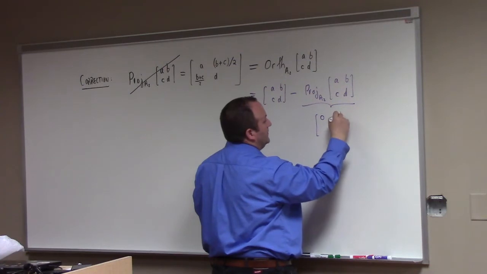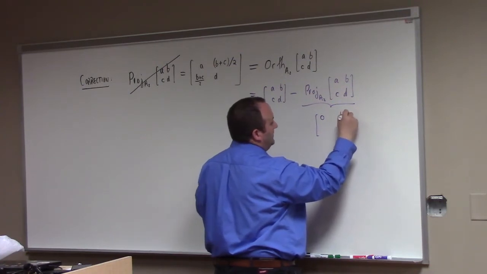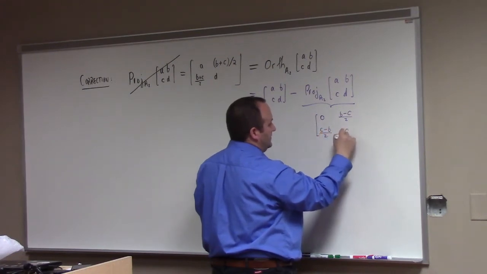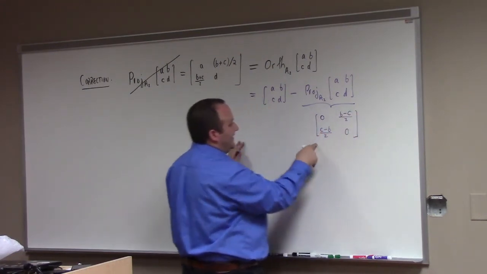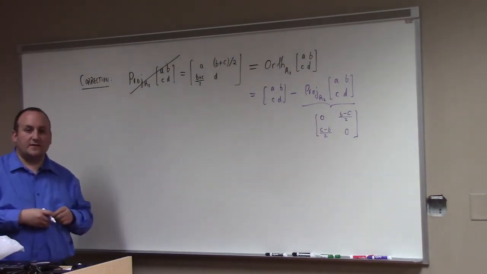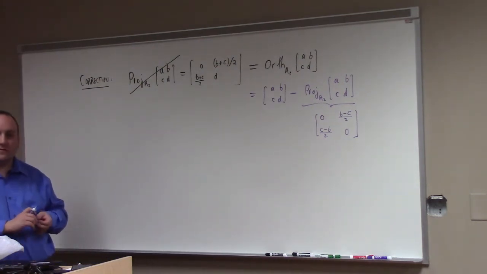So in that calculation, I calculated this, and what we found was 0, B minus C over 2, C minus B over 2, 0. So that is actually the projection right there. We found the projection onto A2 as part of the calculation, but my concluding thing was actually the orth.